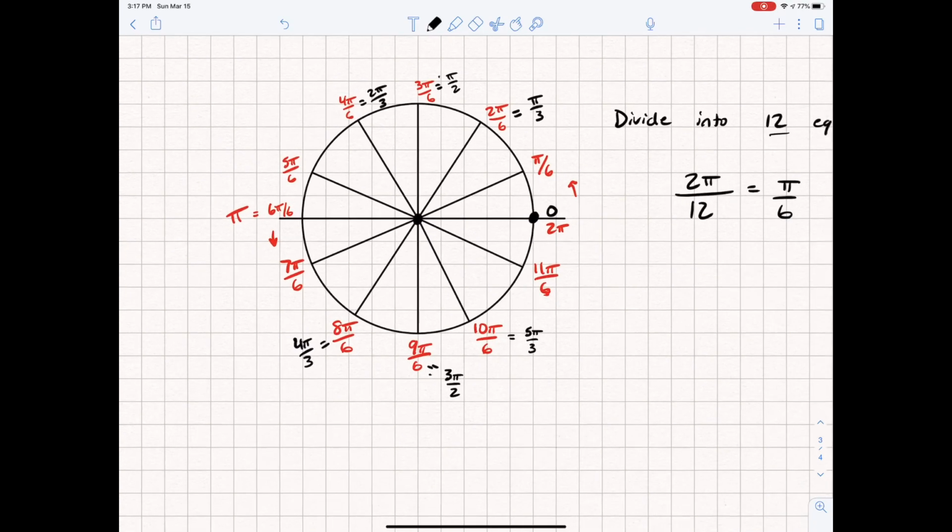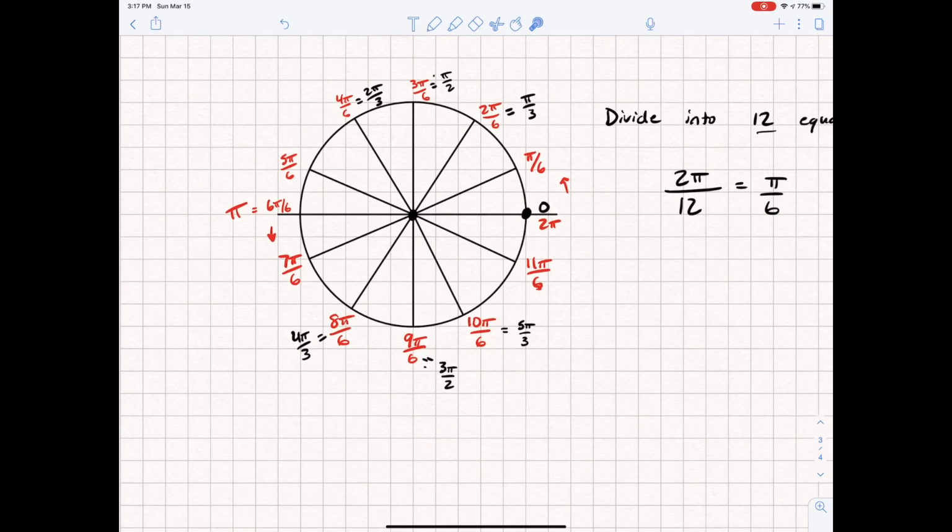And the other connection is, notice that in this one, I essentially have my pi over 3, my 2 pi over 3, 4 pi over 3, and 5 pi over 3.